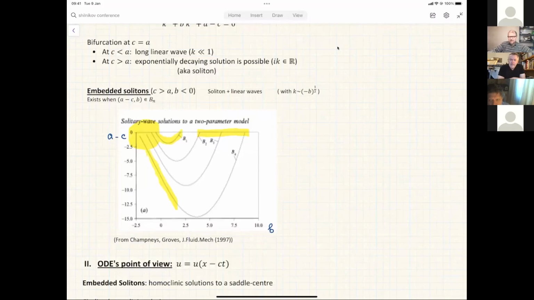So these are regular, not oscillatory. They have no oscillatory behavior. So they are regular lines on the plane of the parameters.